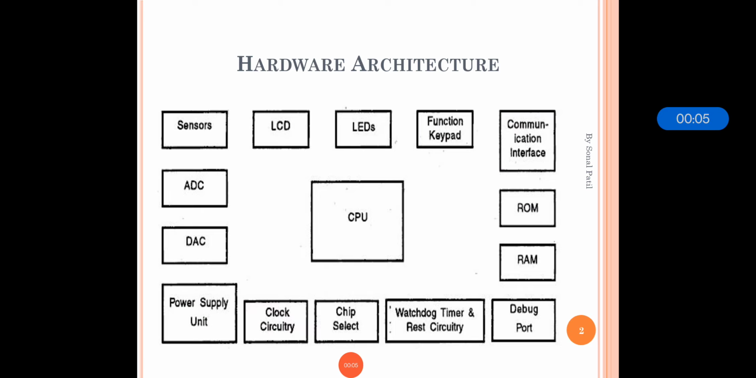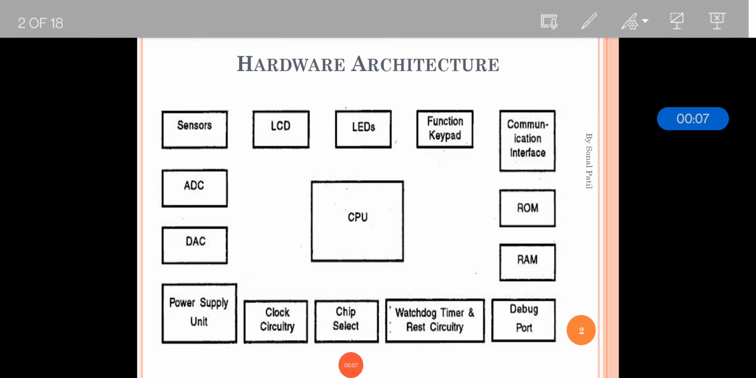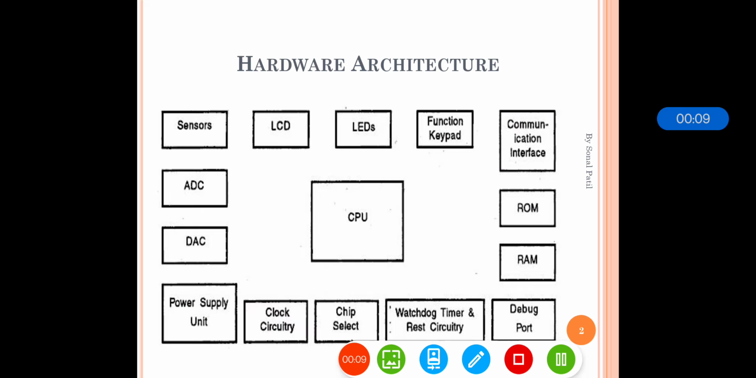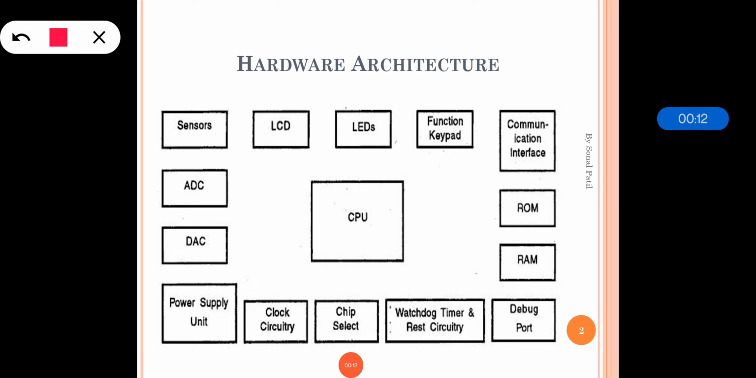Now we are going to revise our second unit, that is hardware and software architecture. So talking about the hardware architecture, the simplified architecture we have seen in the first unit. Now in this section we will see two architectures, that is hardware and software.